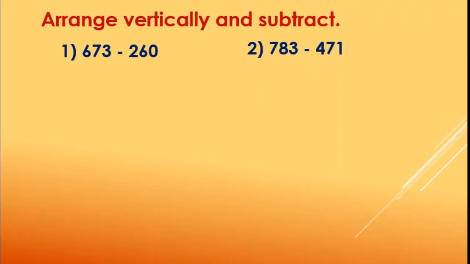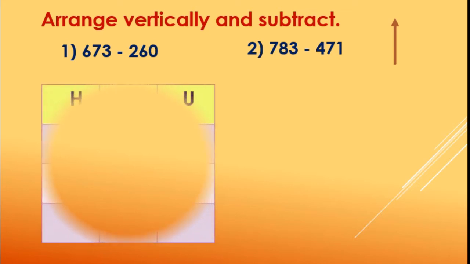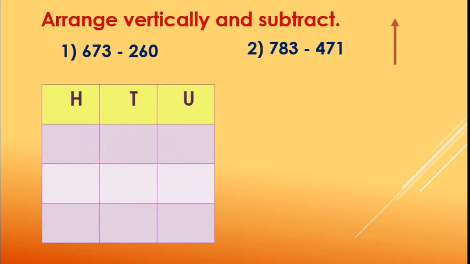Arrange vertically and subtract. Dear students, you know what is the meaning of vertically? We know this one in the addition. Vertically means here in the standing position. It means we are going to write one number below the other one. We will make a table first with units, tens and hundreds. It is written. Now we will start writing from the unit place.